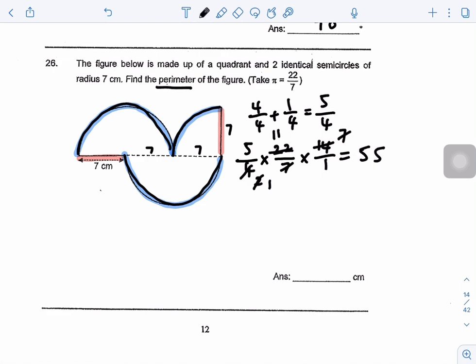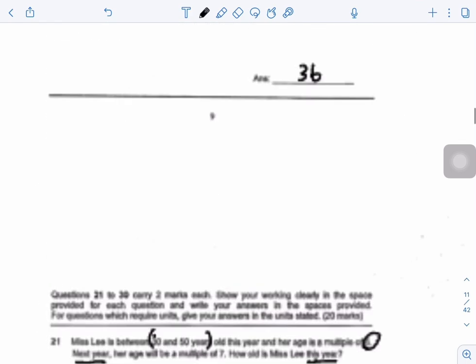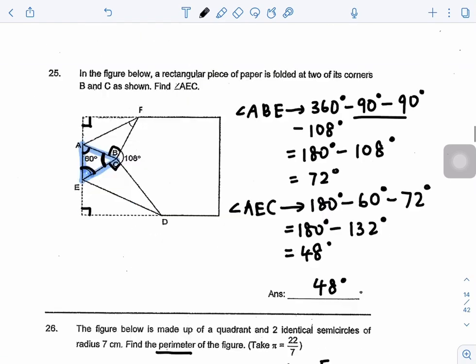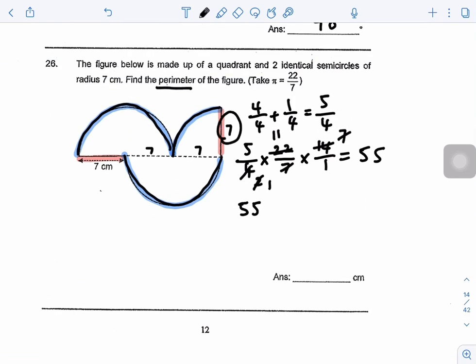Okay, so the rounded sides are 55. The perimeter of the figure is 55, plus the 7 here and the 7 here, plus 7 plus 7 equals to 69. Answer is 69 cm.